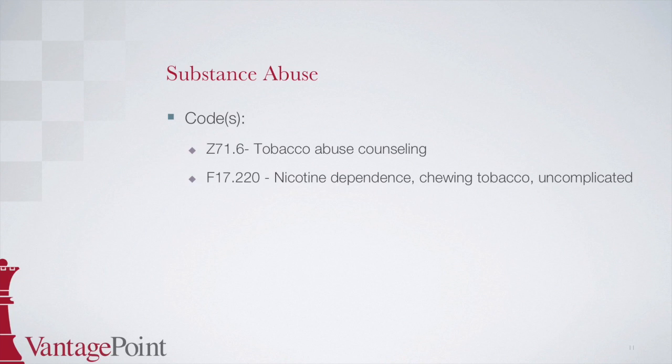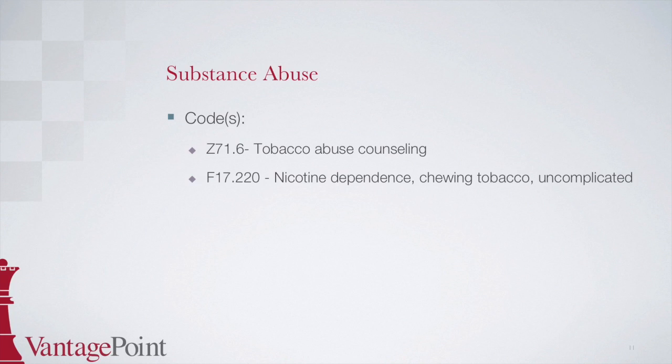When you do, there's an instructional note which says use additional code for nicotine dependence, which is category F17. Therefore, we know our next code has to be from category F17, which is why it's so important to confirm all codes in the tabular list. However, I want to walk you through from the beginning as to how to get to F17.220, which is nicotine dependence, chewing tobacco, uncomplicated, for our second code.